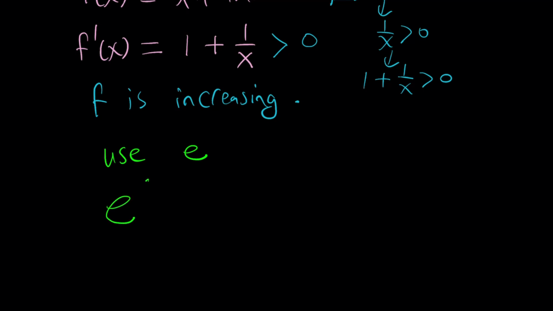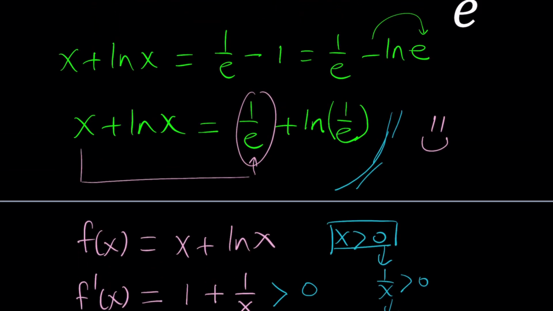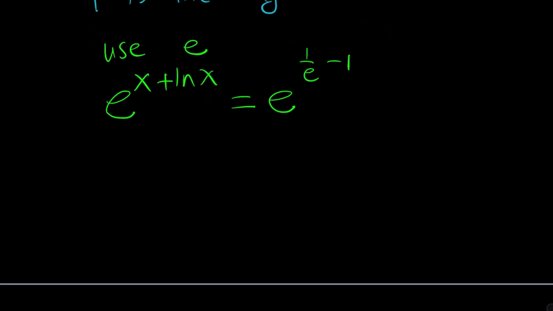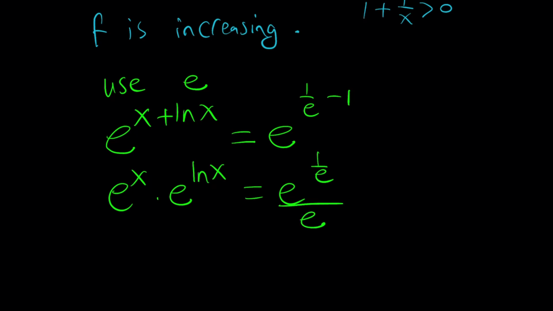So let's go ahead and take e to the power of both sides. Remember, x + ln x was equal to what? (1 - e)/e, but let's write it as 1/e - 1, because we separated them into two pieces. Should I use this version? No, not really. This is going to be good enough. All right, now we have something interesting on the right-hand side, and on the left-hand side, we can go ahead and separate these. e^x times e^(ln x) equals e^(1/e) divided by e. I could also write it as times 1/e.